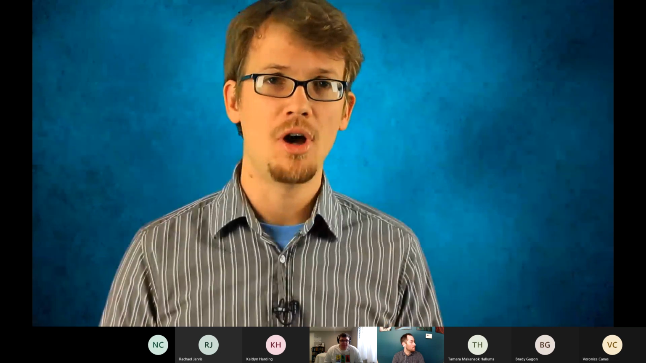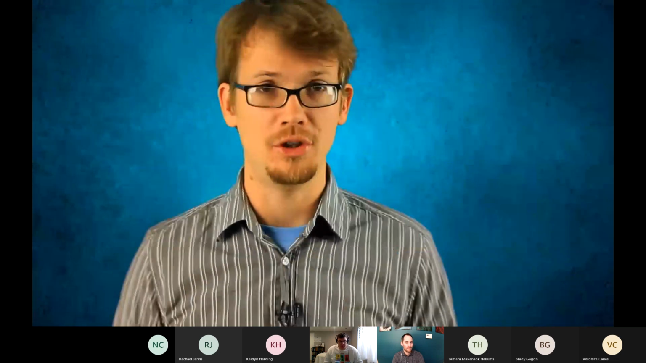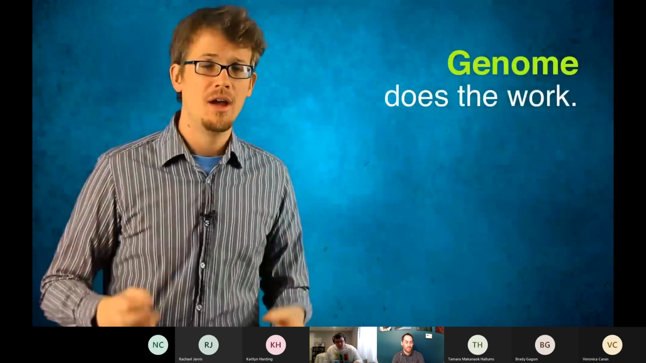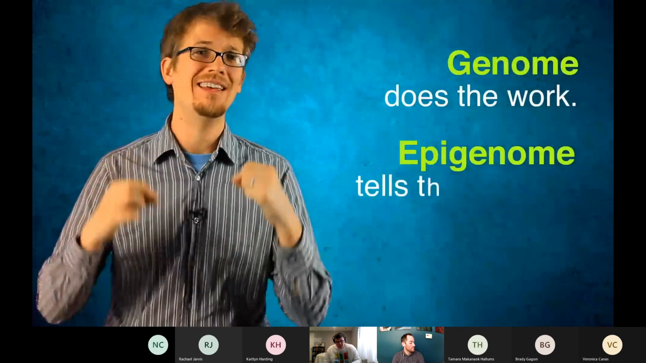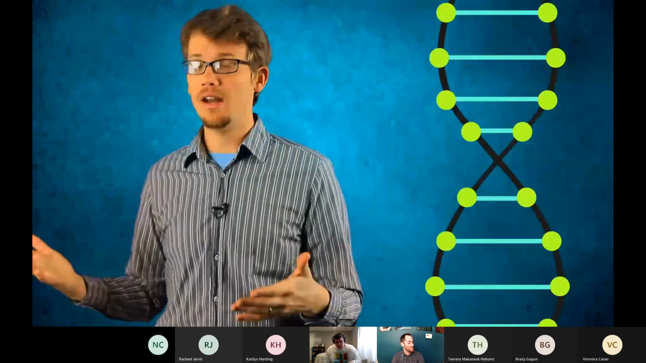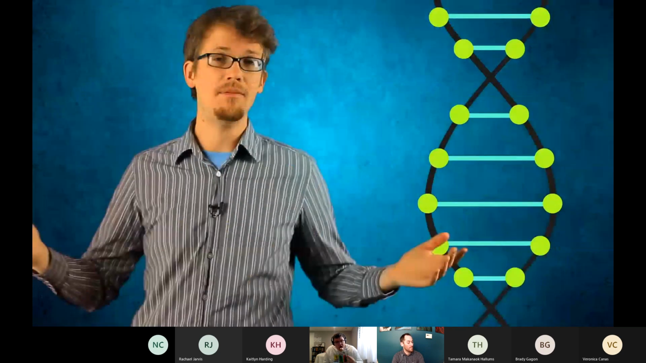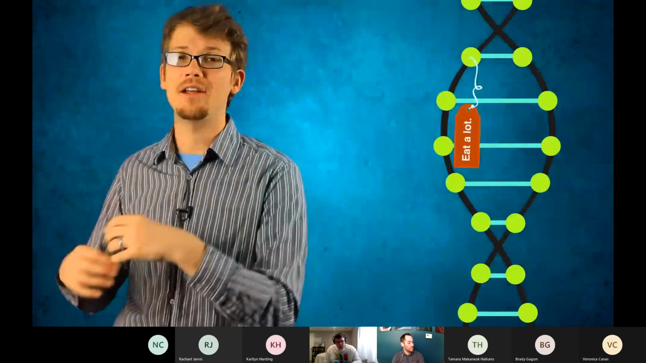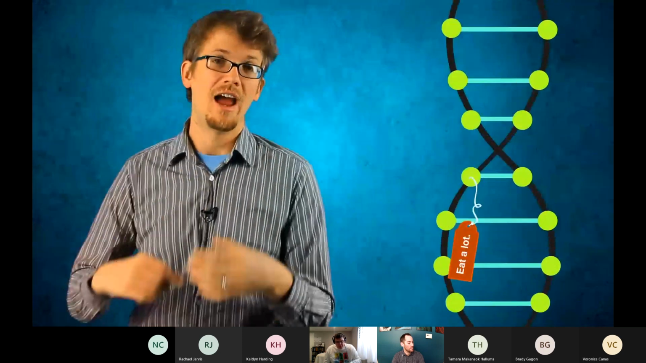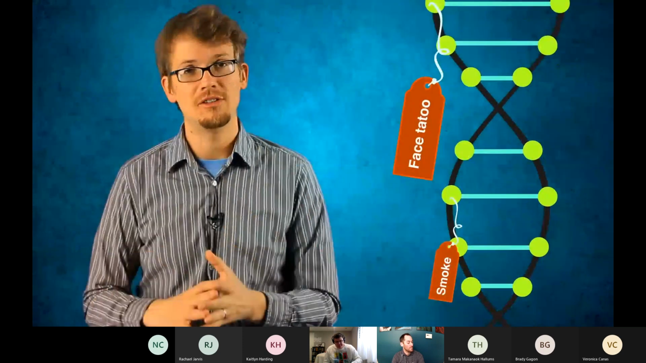Think of your genome, the DNA, as the actual hardware of the computer, while the epigenome is more like the software, which tells the hardware what to do. The genome is what's going to be doing all the work, but the epigenome is going to be telling it what to do. So the hardware of your DNA is going to be the same throughout your entire life. But these epigenetic tags do change throughout your life, and they decide what genes get expressed or not.